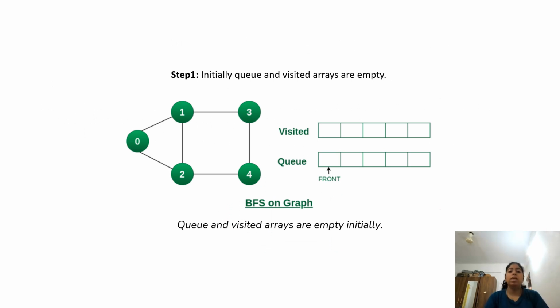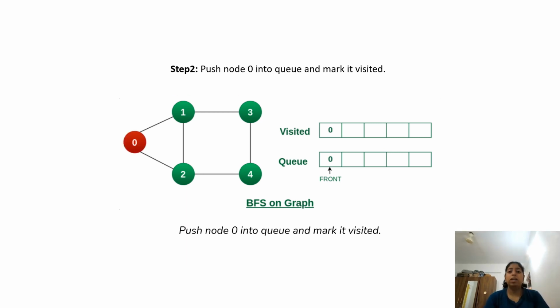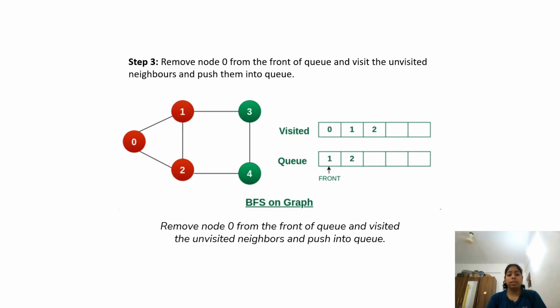Step 1. Initially, queue and visited array are empty. We will start our BFS traversal from the root node 0. Step 2. Push the node 0 onto the queue and mark it visited. Step 3. Remove node 0 from the front of the queue and visit the unvisited neighbors and push them onto the queue.